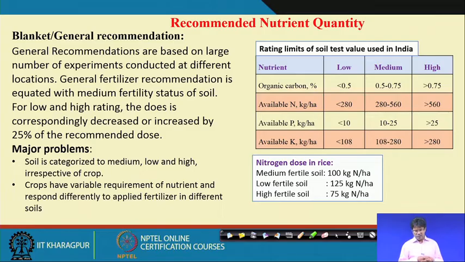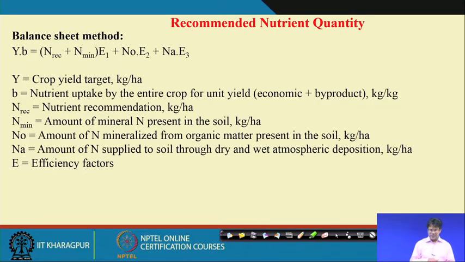Usually farmers in their fields go for the traditional way of applying fertilizers, calculating the requirement based on blanket recommendations. But we will discuss how you can go very specific for a particular soil and a particular crop. This is called the balance sheet method, nutrient recommendation using the balance sheet method, so that we can have a specific nutrient requirement for the crop. We can calculate the nutrient requirement of a particular crop for a particular soil using this method.